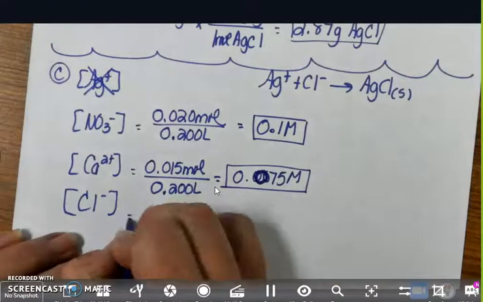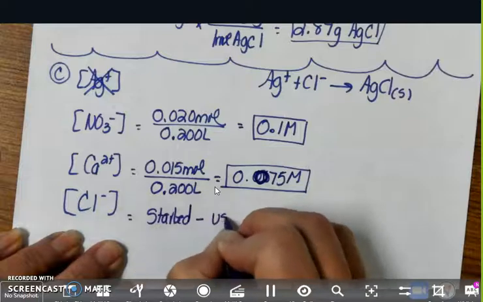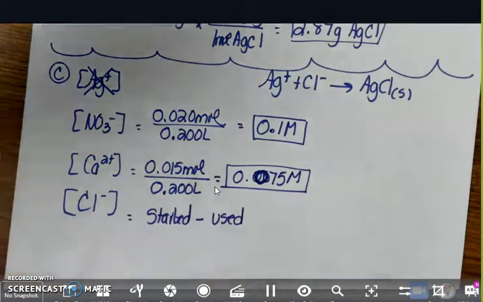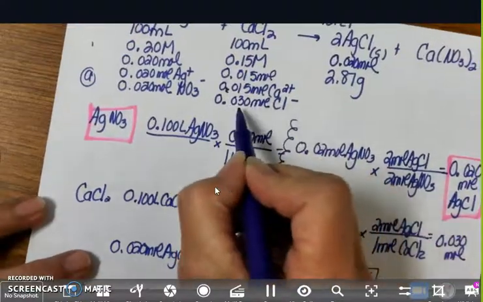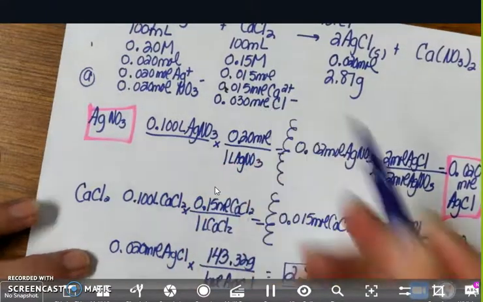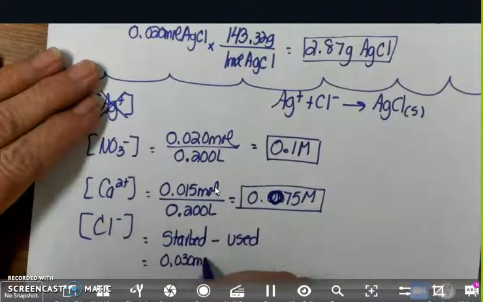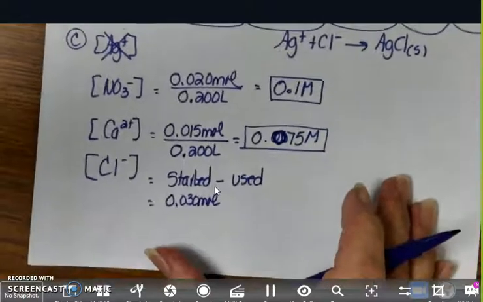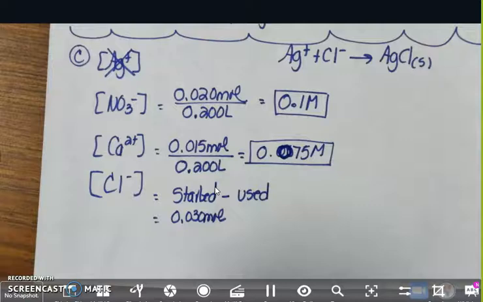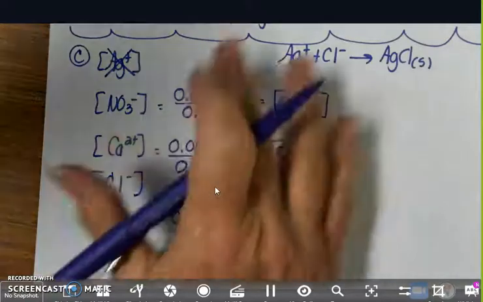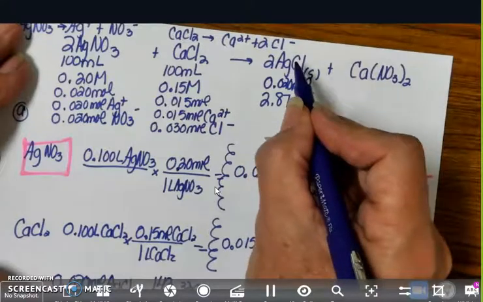Right? Because chlorine is going to be what I started with minus what I used. Oh, but I have what I started with too, don't I? That's up here. I started with 0.030 moles. All right? So I'm going to put that here. 0.030 mole. Now, how much did I use? Okay, I'm going to find out how much Cl is in my AgCl. I found that I made, and I put it here, 0.020 moles of this, didn't I?